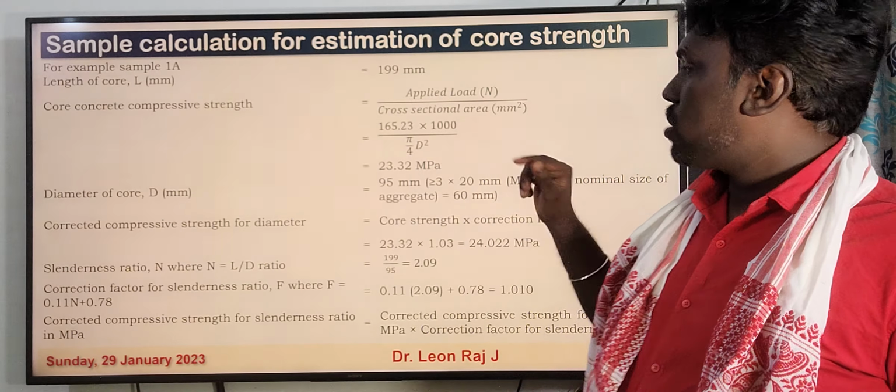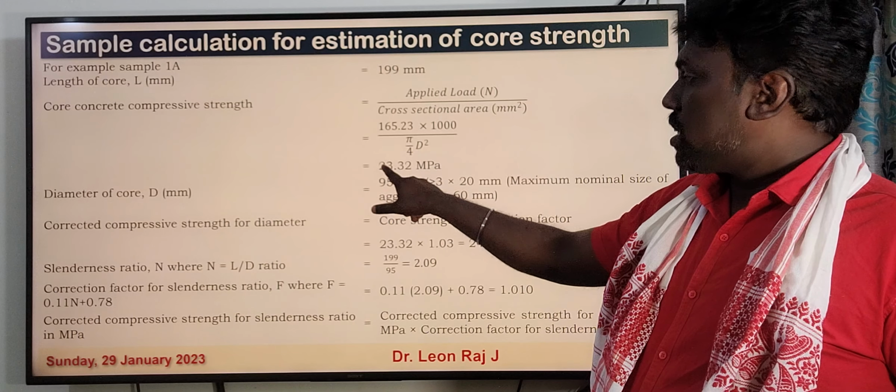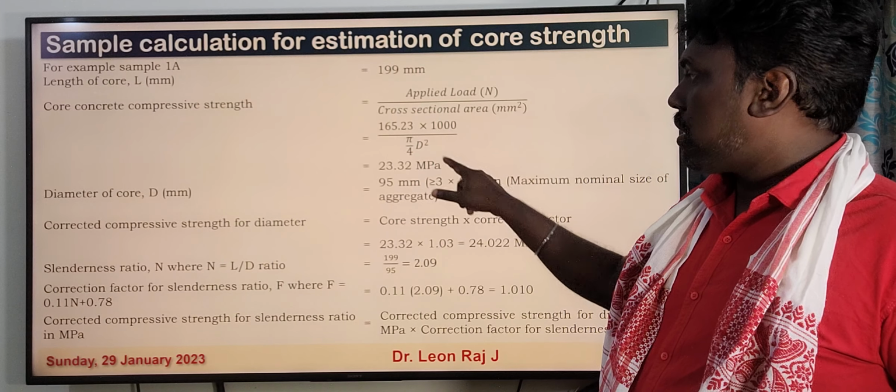The core compressive strength is equal to applied load divided by cross-sectional area. Here the applied load is 165.23 kilonewton, so it is multiplied by 1000 to convert it into Newton, divided by pi by 4 into d square, and that is equal to 23.32 MPa.